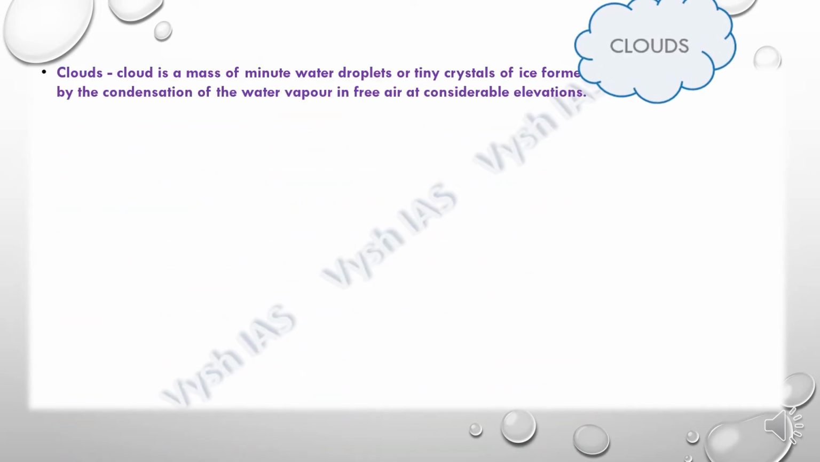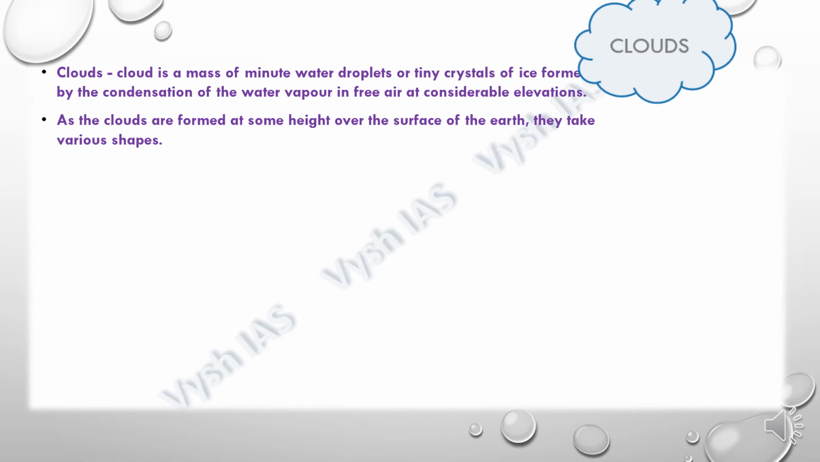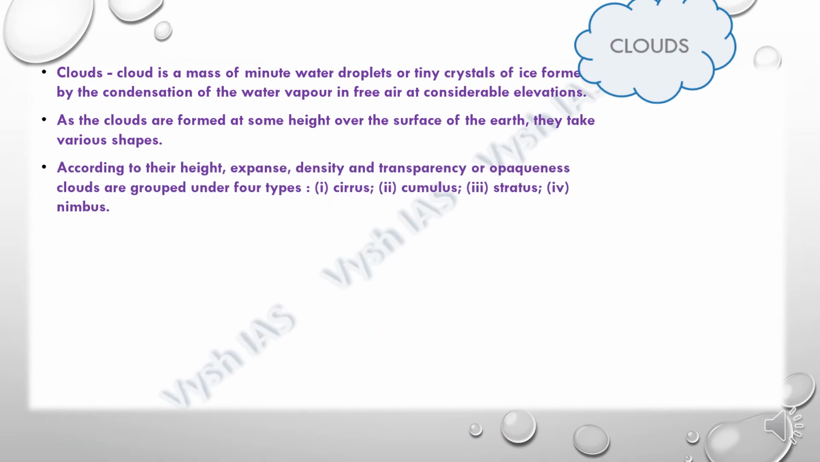Next up we have the clouds. A cloud is a mass of minute water droplets or tiny crystals of ice formed by the condensation of water vapor in free air at a considerable elevation or height. As clouds are formed at some height over the surface of the earth, they take various types of shapes. They differ according to their height, expanse, which is the broadness or width, density, their weight, and transparency or opaqueness. Opaqueness is when you can't see the other side; a glass is transparent, opaque is the opposite of it. Clouds are grouped under 4 categories.